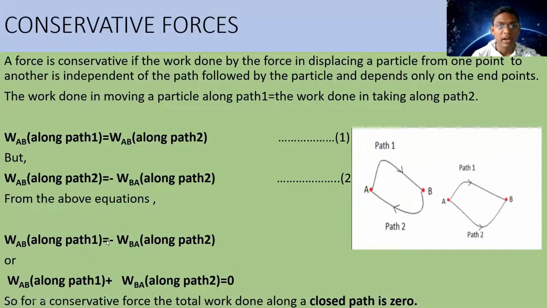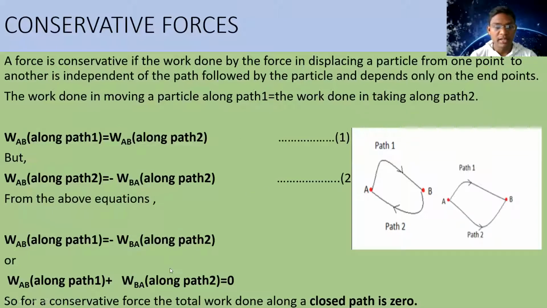Now we get to a conclusion that WAB along path 1 plus WBA along path 2 is equal to 0. Now focus on these 2 terms, WAB along path 1 and WBA along path 2. Let's understand what they say in the diagram. WAB along path 1 means the work done in taking the body from A to B along path 1, this one.